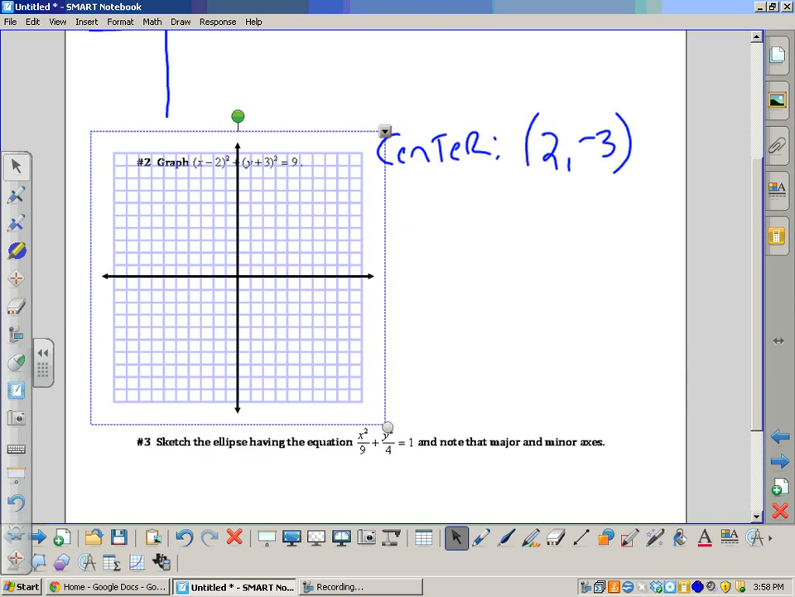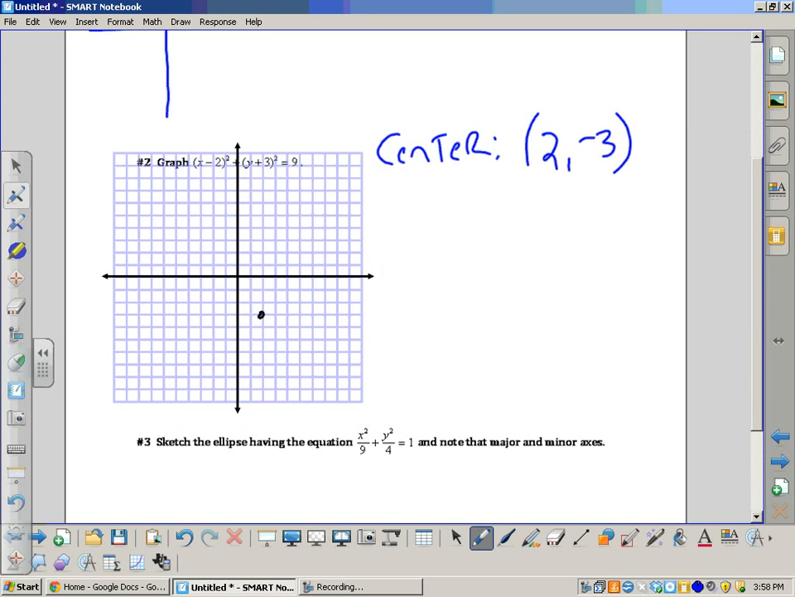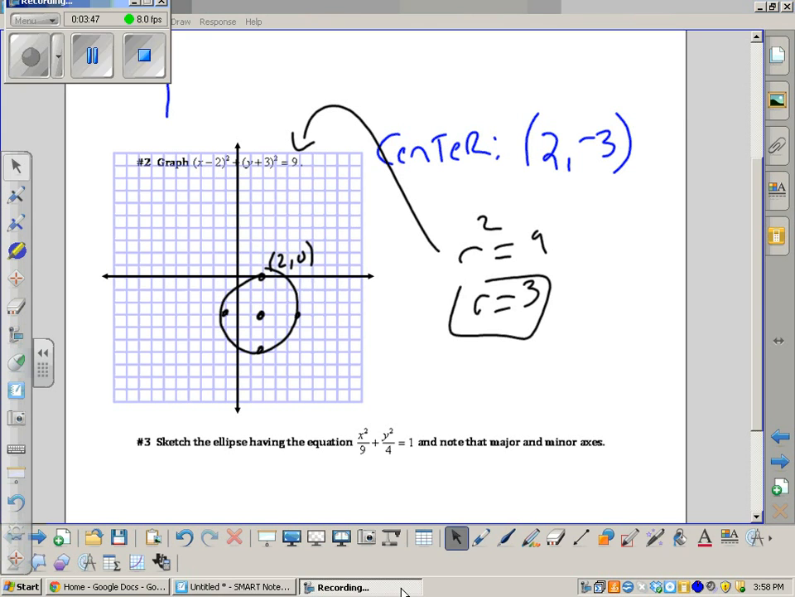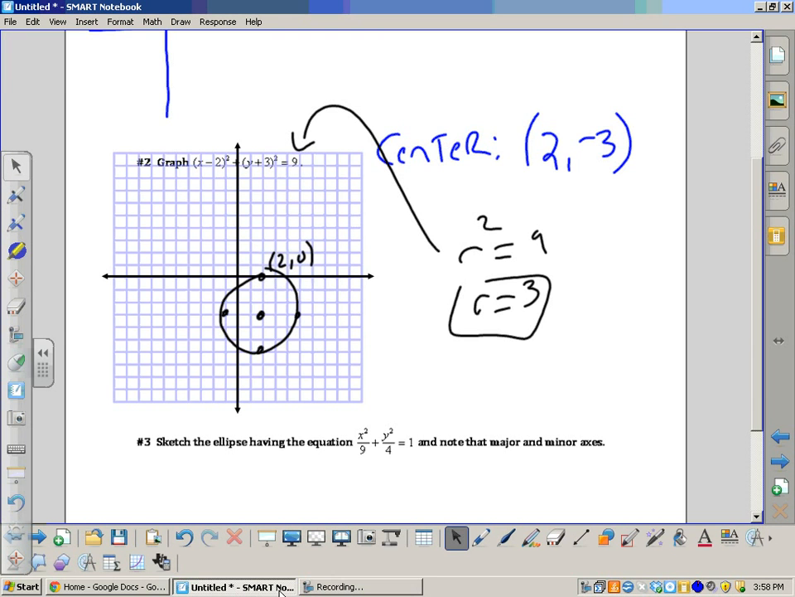Okay, so that's our old friend here, the graph. So 2, negative 3. So there's the first point. What exactly are we doing? Okay, this is the radius here. So the radius is 3. You could label a couple points. But there's our circle. Okay? Keep going. Okay, let's go to the next one.